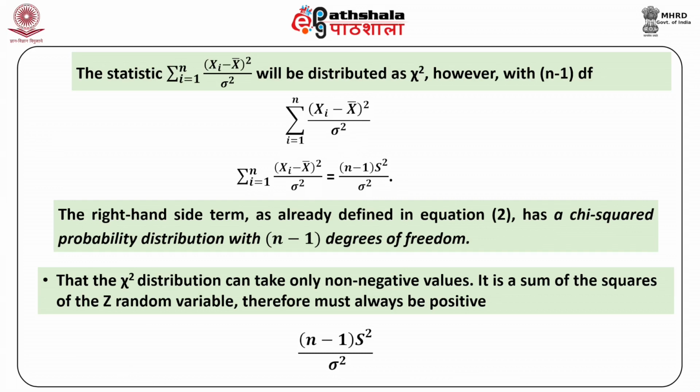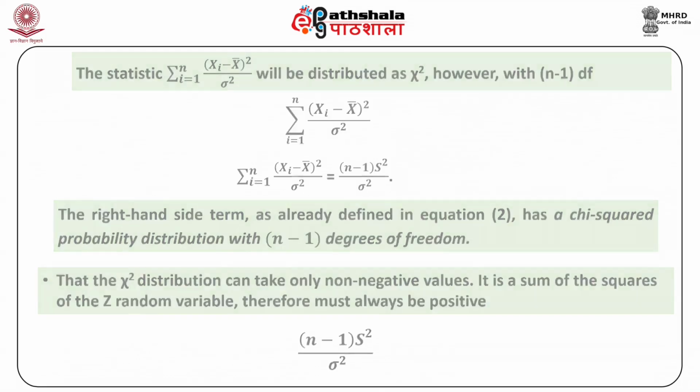Also, you can see in equation 2, it is equal to (n minus 1) into s square upon sigma square, and all quantities here are non-negative, whether it is s square or sigma square or n, all are non-negative. The minimum value it can take is 0, and it can go up to any value on the positive side of the distribution.